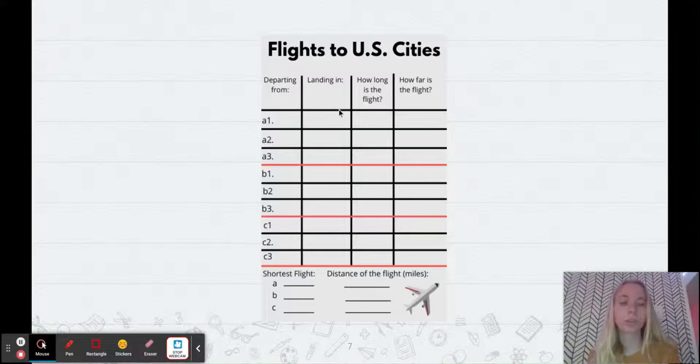Students would record the duration of the flight in hours, how long the flight is, and then the distance traveled for each flight. And then they would compare each flight for category A, B, and C and record the shortest flight and how many miles was traveled for that flight.